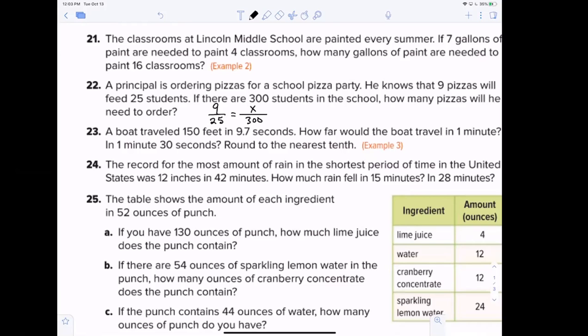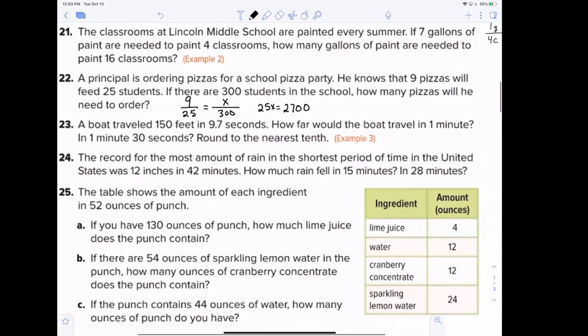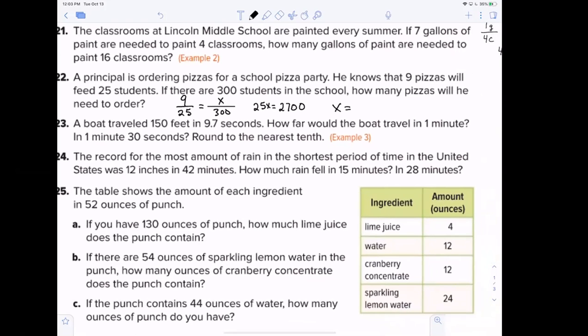And 25. So 9 times 300, and that's 2,700, divided by 25. Right, but I didn't hear you say 25x. Okay, so x is how many? 108 pizzas. That's correct.